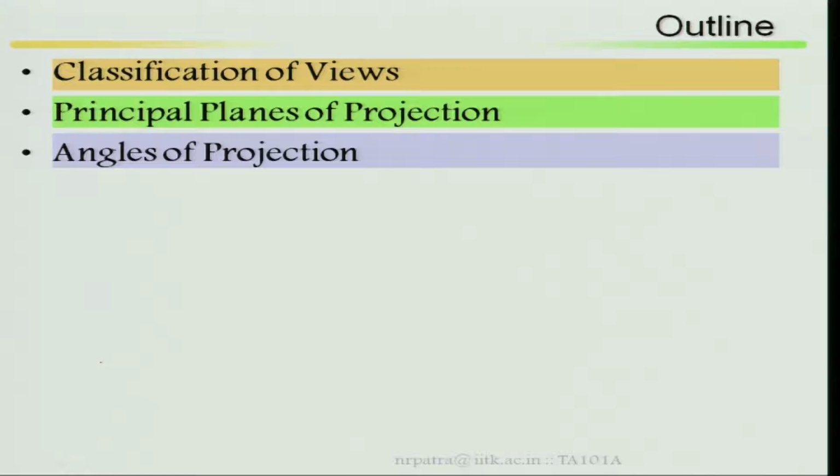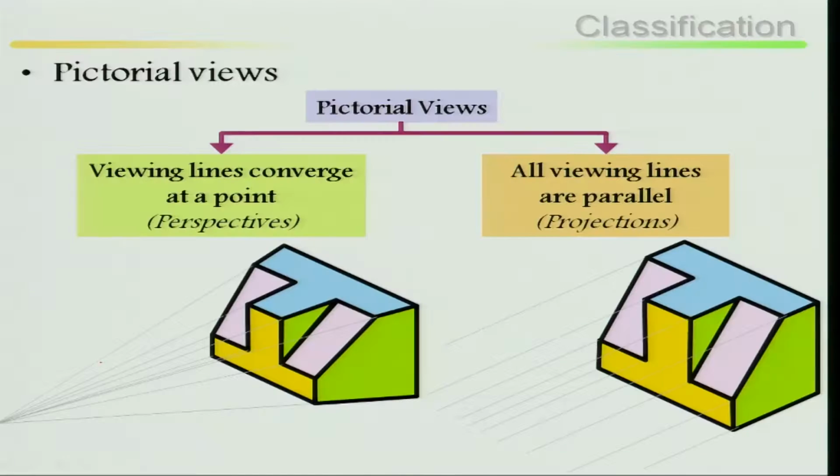Classification of views and principal planes of projections, angle of projections. This is the outline of this chapter. Classification of views, pictorial views. Pictorial views I can classify basically in two parts. One is where viewing lines converge at a point. All viewing lines converge at a point. Look at this example, all viewing lines are converging at one point. This is called perspective views.